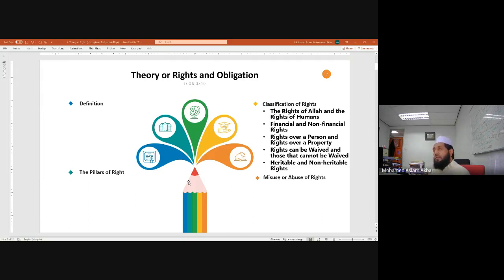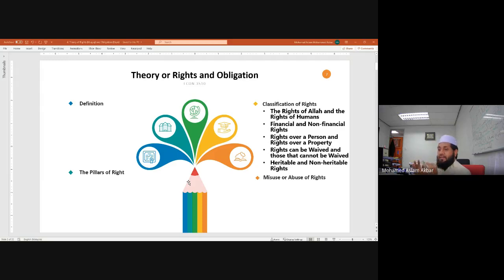And whenever the phrase haqqun li comes, it refers to rights. This is what we understand in English by the word rights. So if you understand this, rights and obligation, then you don't have any problem, because the word huquq refers to both of them, depending on the context.